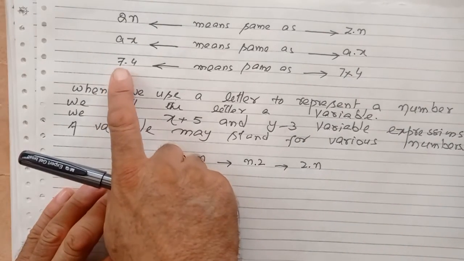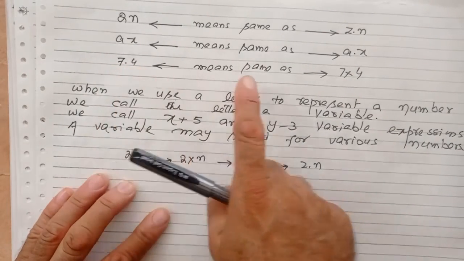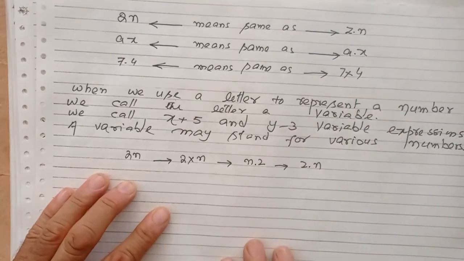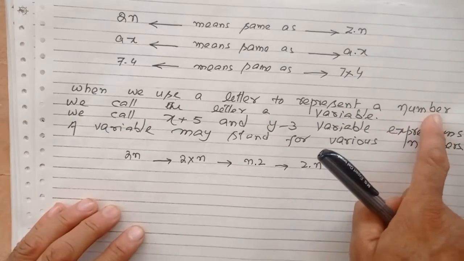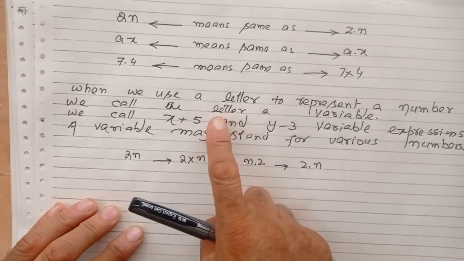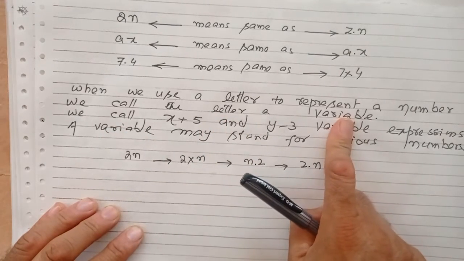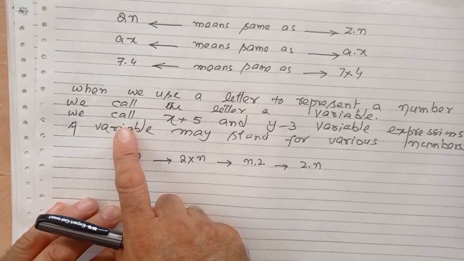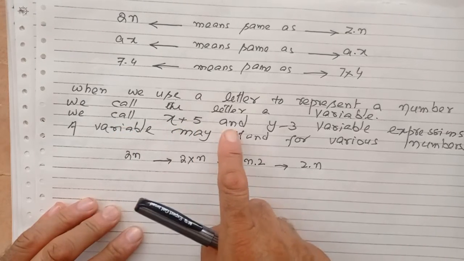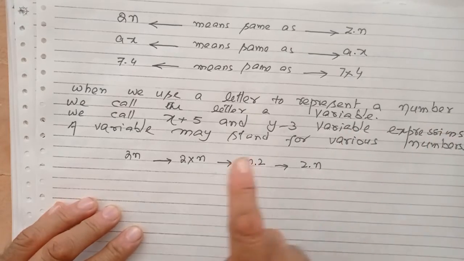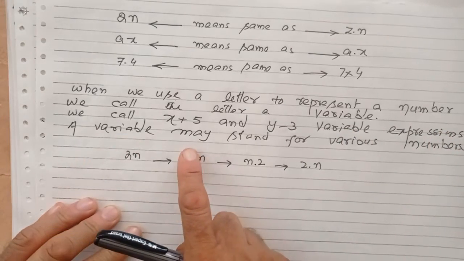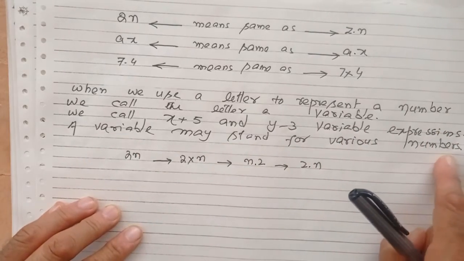7 4 means 7 multiplied by 4. When we use a letter to represent a number, we call the letter a variable. We call x plus 5 and y minus 3 variable expressions. A variable may stand for various numbers.